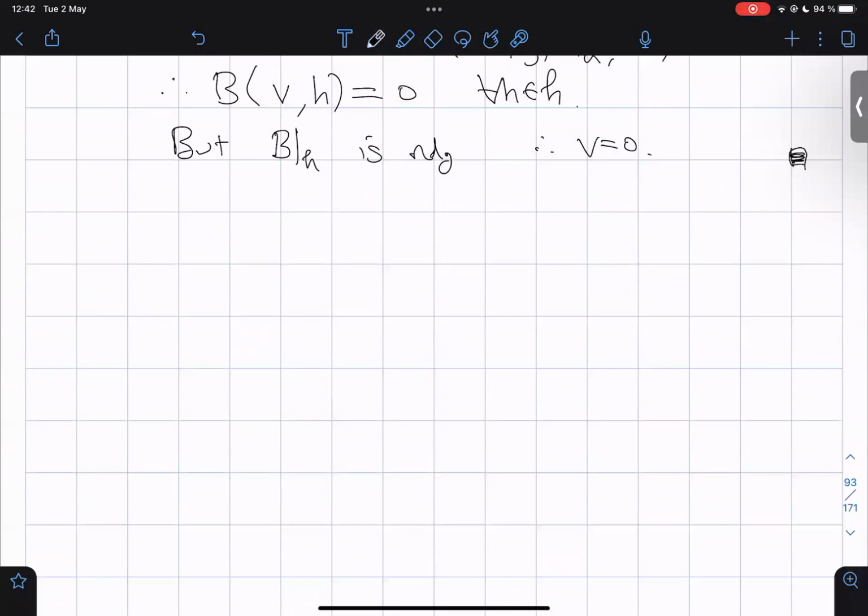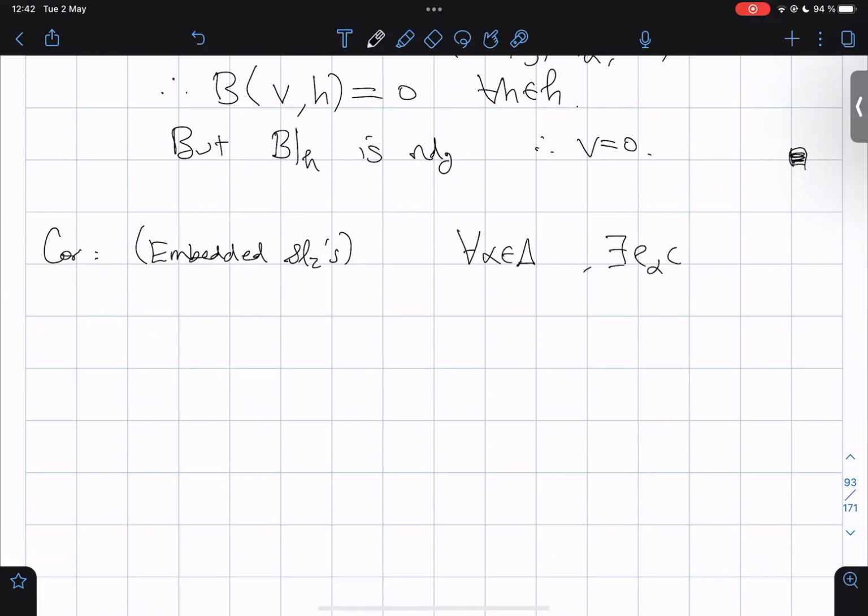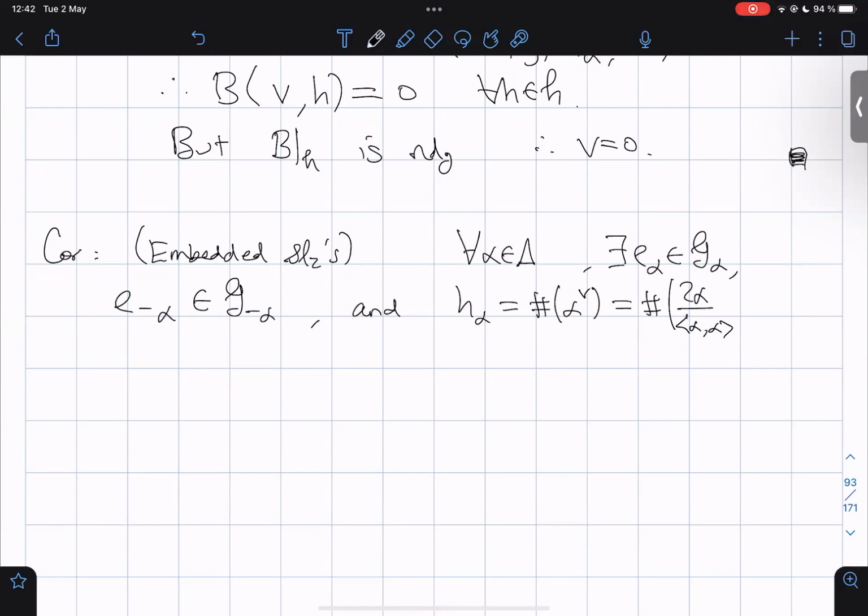So let's just state that result. Embedded SL2s: for all roots alpha, there exists a root vector E alpha, another root vector E minus alpha in the opposite root space, and a corresponding H alpha, such that E alpha, H alpha, E minus alpha, which is like our X, H, Y in previous language, is a standard SL2 triple.